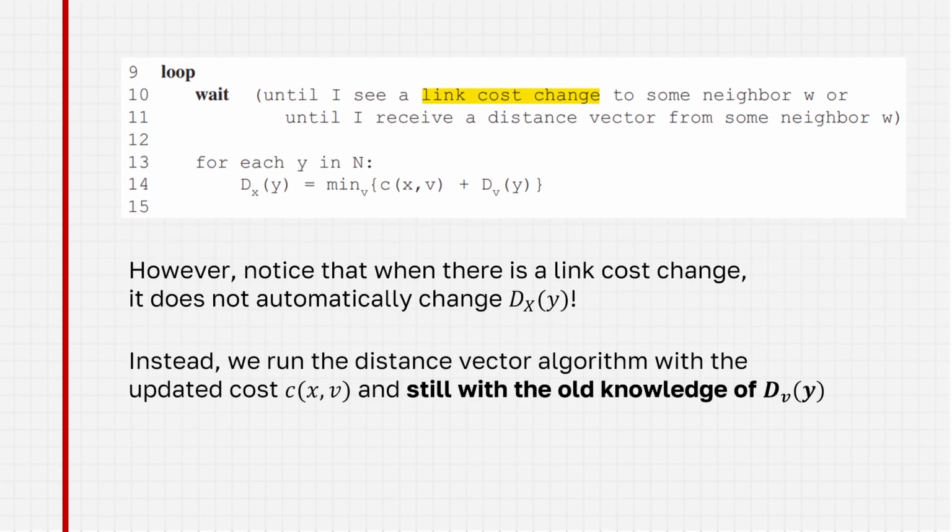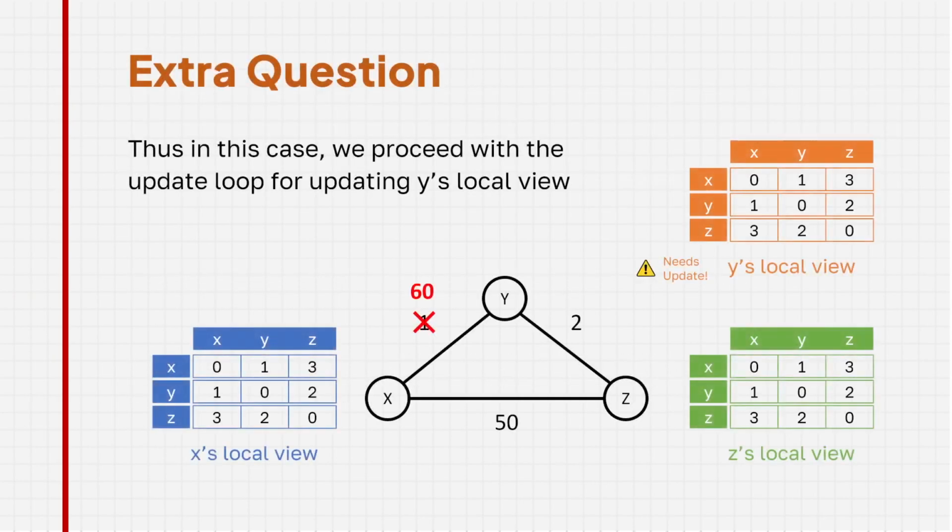So, in short, you are going to run the same Bellman-Ford algorithm with the updated cost, but the distance factor remains the same. It remains your previous old knowledge. Okay, so let's see how it goes. This one is changed to 60, right? If this is changed to 60, then both x and y need to get updated, because you detect there's a link cost change.